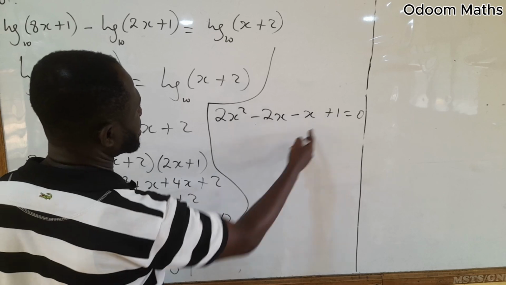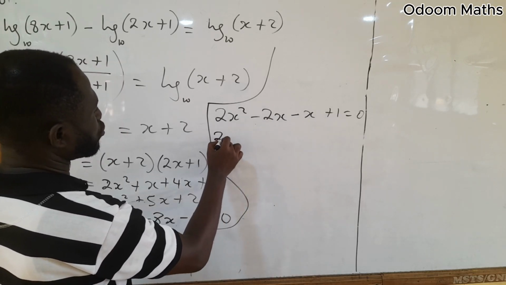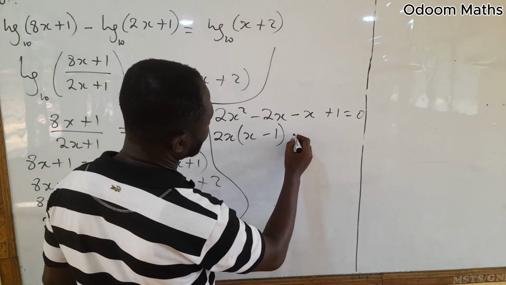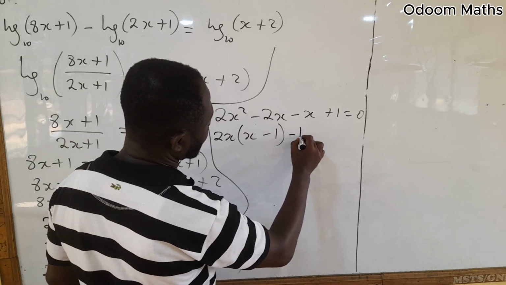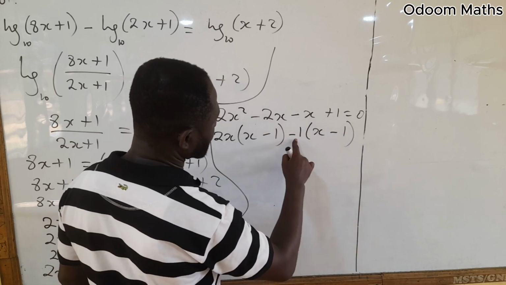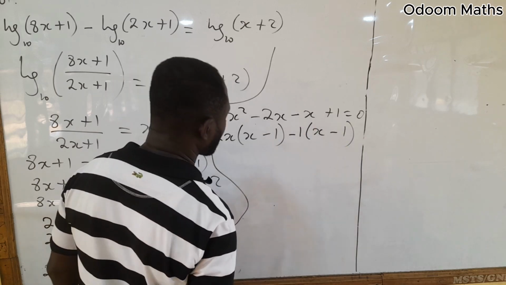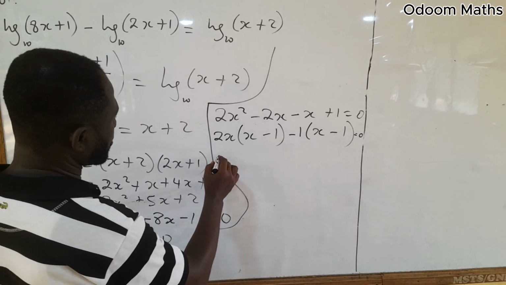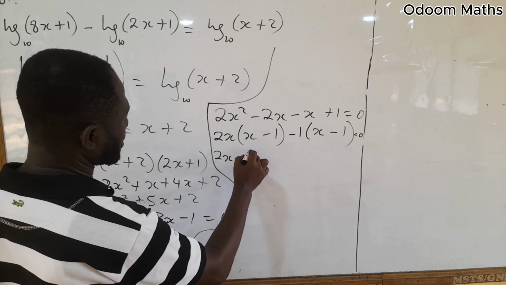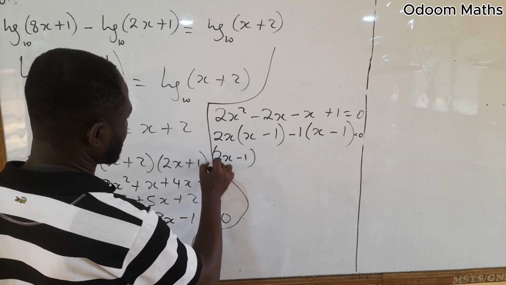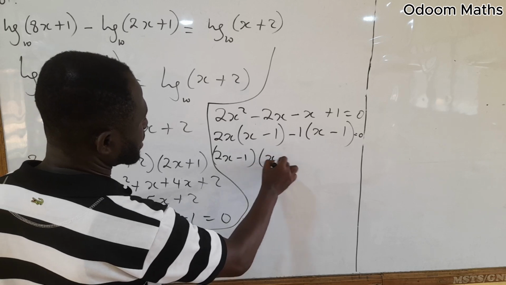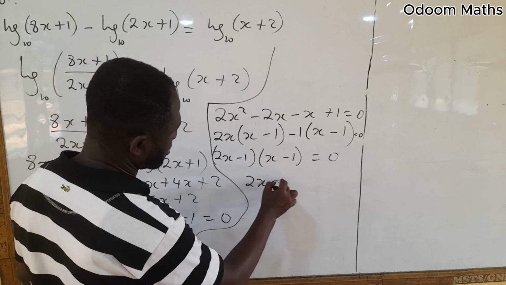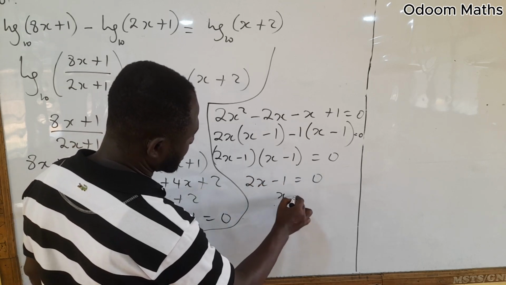So they are 4 terms, so I can group them. So this side is 2x out, x minus 1. Then here we have negative 1 out, x minus 1. So that this and this will be negative, this and this will be positive, okay, equals 0. So this is going to be 2x minus 1 in one bracket, and then x minus 1 in another bracket equals 0. So 2x minus 1 equals 0, x is equal to 1 over 2.